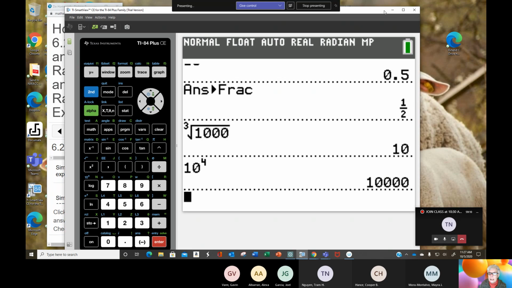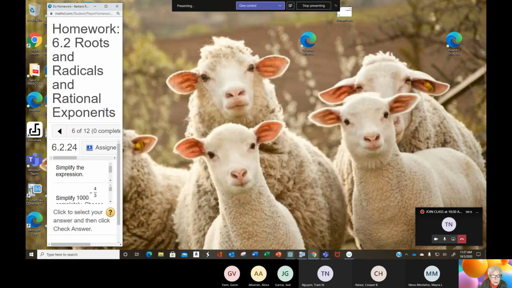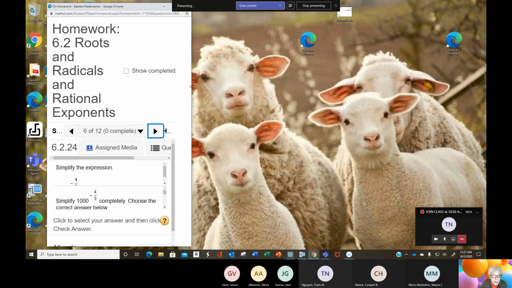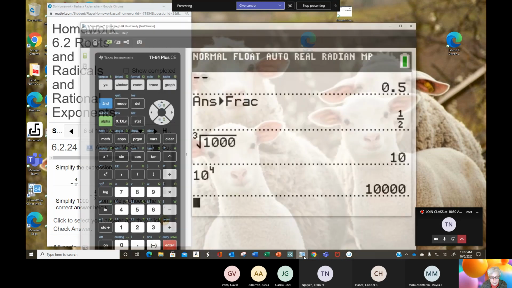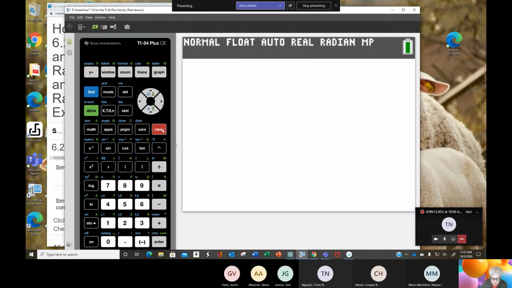But let us use the calculator because part of today is devoted to learning how to use your calculator. So we're just going to do 1,000 raised to the negative 4/3 power. Clear. 1,000 raised to negative 4 divided by 3. Come down. Enter.